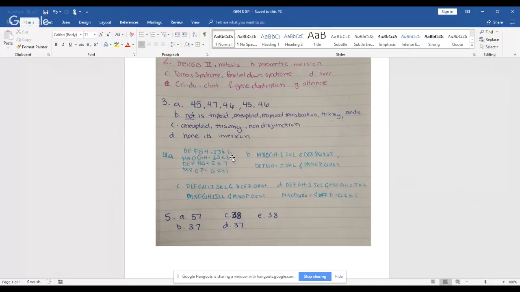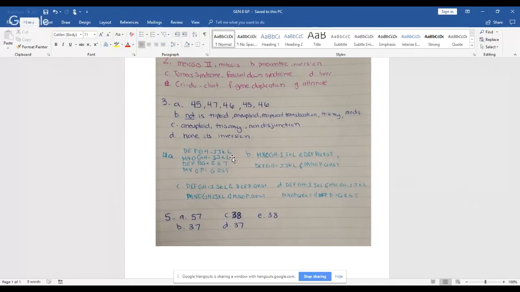Then for the last part, it's identify the allele composition of the gametes produced by adjacent 2 segregation, which is DEFGH IJKL with the MNOGH IJKL, and the MNOPQRST with the DEFPQRST. And then the last part says, cats have 38 chromosomes.